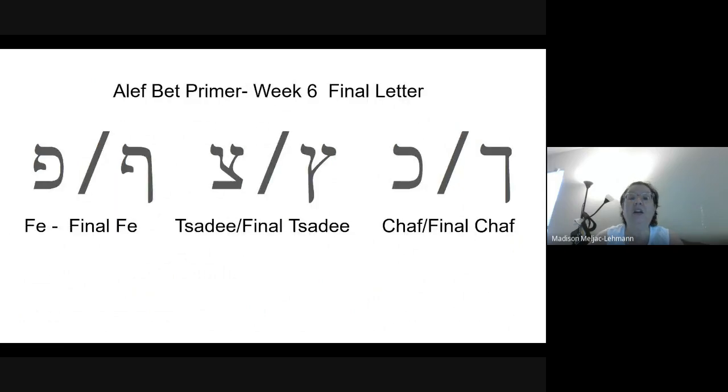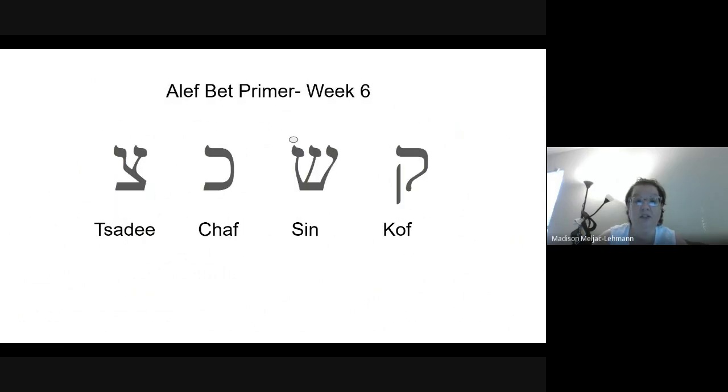Okay, here are our letters today. This needs to be moved. Sorry, this is over on this side. This shin, the dot has to be on the first one. My slide moved a little. So Kaf. We'll start with Kaf. Okay, Kaf is your K sound.